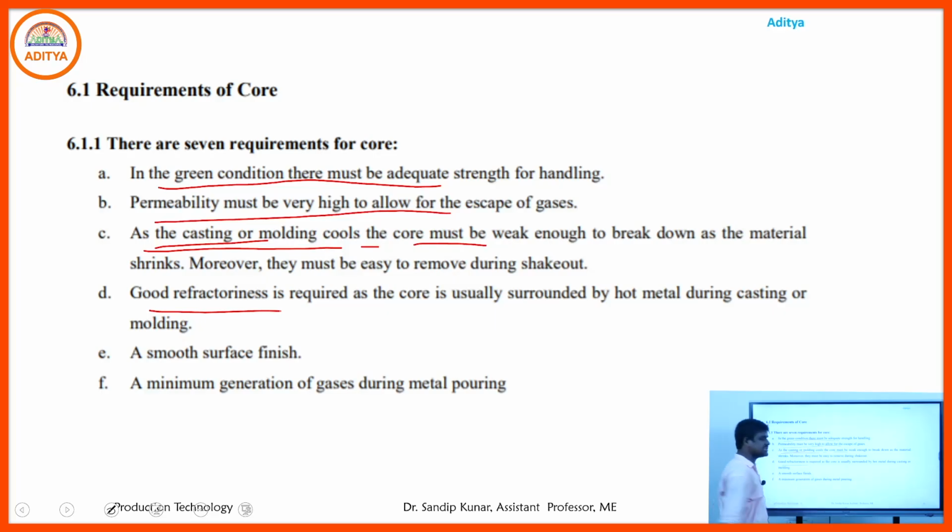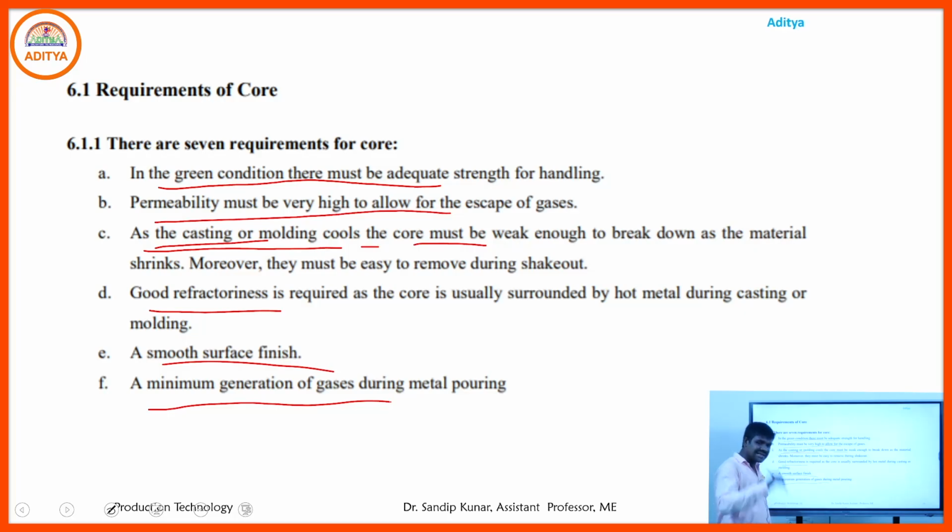Another, good refractoriness is required. Molding sand materials have good refractoriness capacity, which means they withstand higher temperature. When pouring the molten metal, its temperature is high, so the green sand is also required to withstand the higher temperature. Smooth surface finish: green sand also provides a smooth surface finish to the product produced by the casting process.